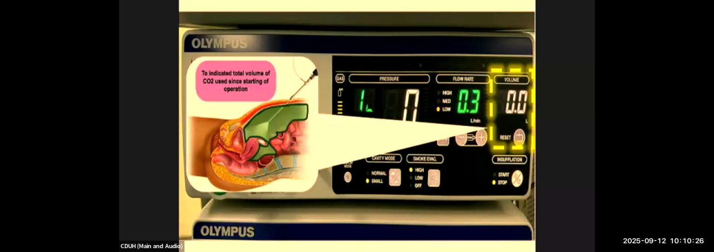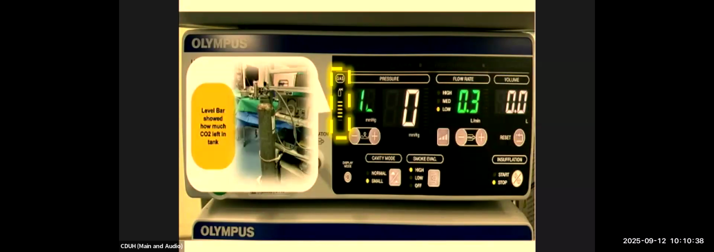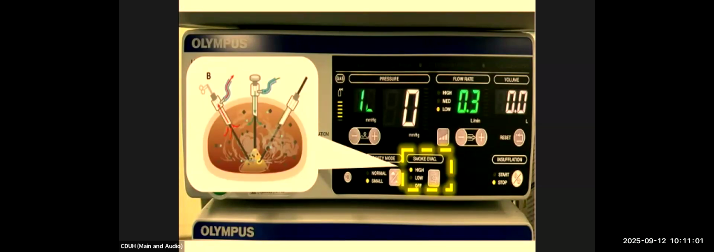Next, the volume. This shows the total volume of CO2 being used during the whole surgery, from the start until the surgery ends. There's one more thing, which is the small CO2 tank indicator. It will show you how much CO2 is left inside the tank. This is very important because if the tank is going to finish halfway through the surgery, you need to ask your assistants to help and prepare the tank rather than being interrupted halfway. Lastly, some machines like this one have a smoke evacuation device.